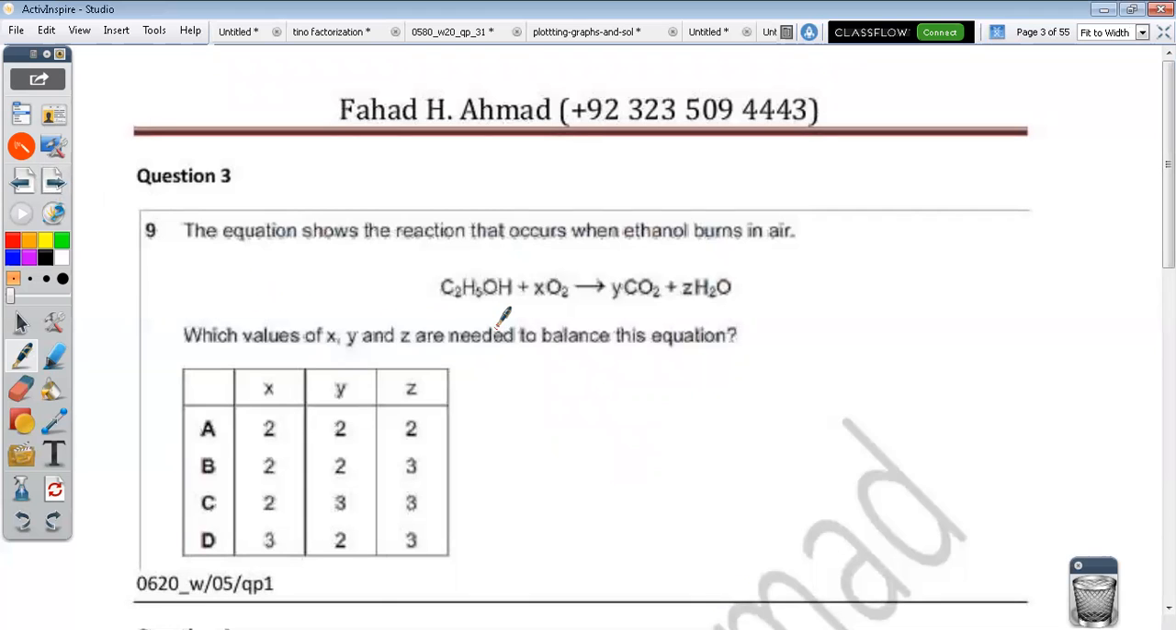Let's start from here. With more concepts, you also need the concept of balancing of equations. Are we all there? We can start. Now they're asking, what are the values of x, y, and z to balance this equation? I'll show you. How many carbons do I have this side, everyone? How many carbons?